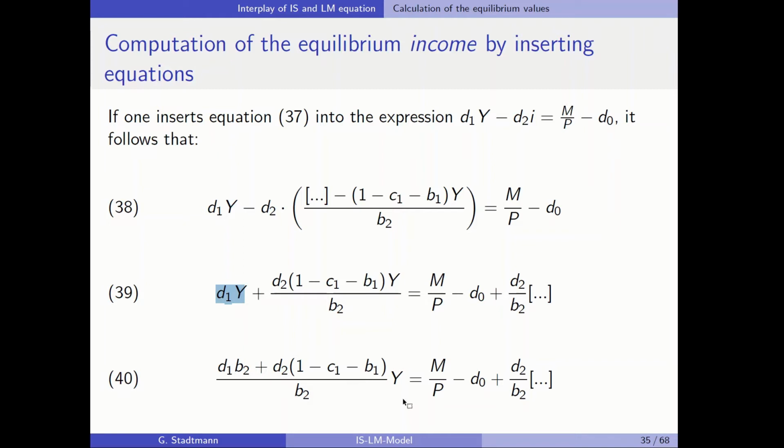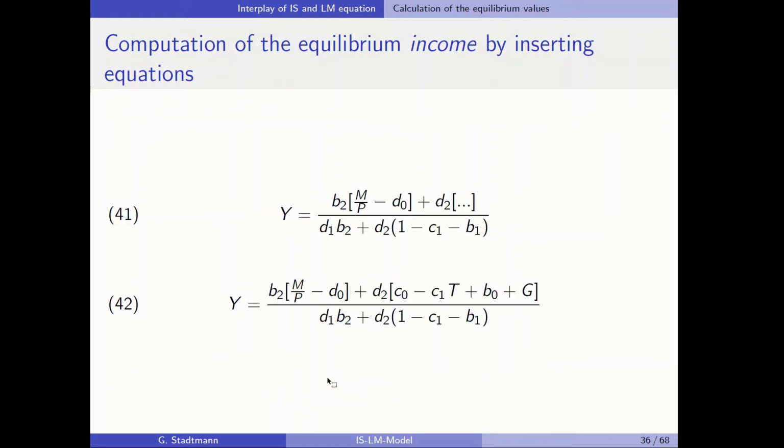In the next step, I would like to isolate y on the left-hand side of the equation. In order to isolate y on the left-hand side, I have to multiply through by the reciprocal value of this expression. So I have to multiply through by b2 over d1 b2 plus d2 in brackets 1 minus c1 minus b1. So we are multiplying through our left-hand side and right-hand side by the reciprocal value of this fraction. Then we have multiplied through by b2, and this expression goes into the denominator.